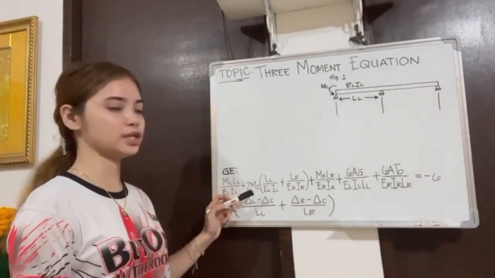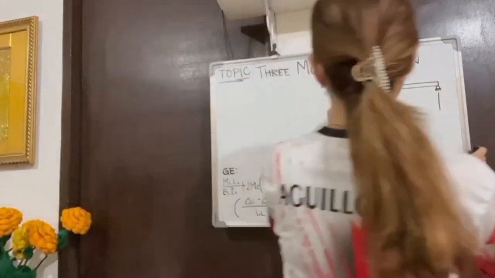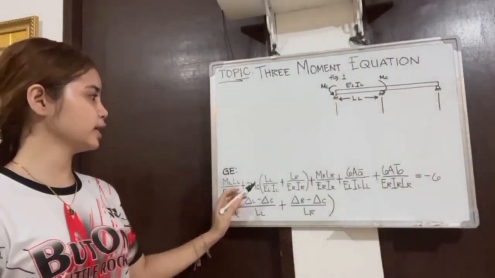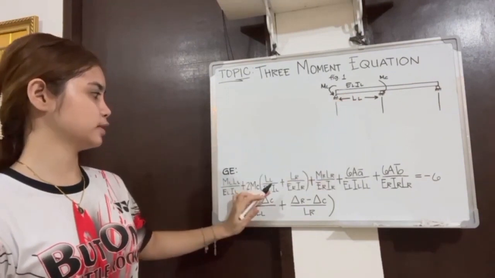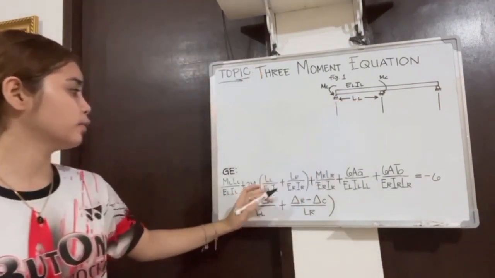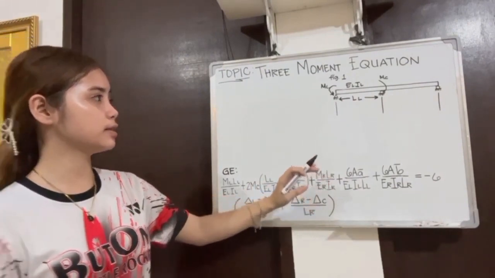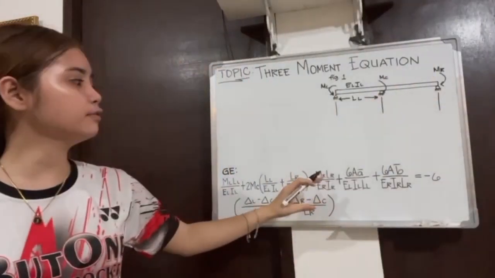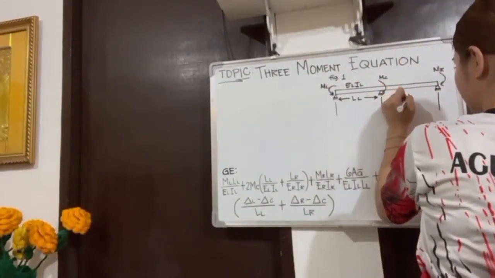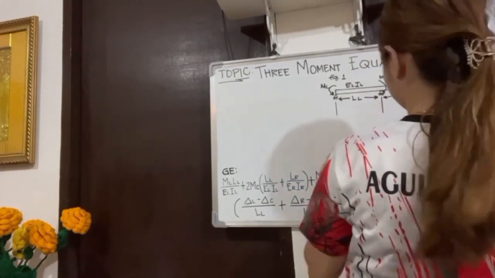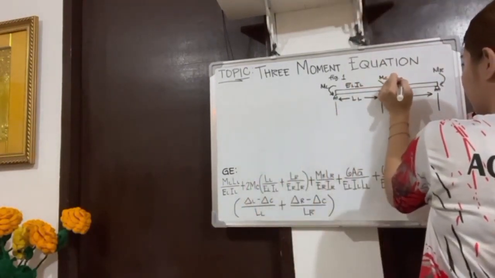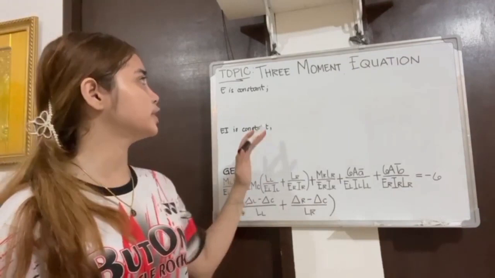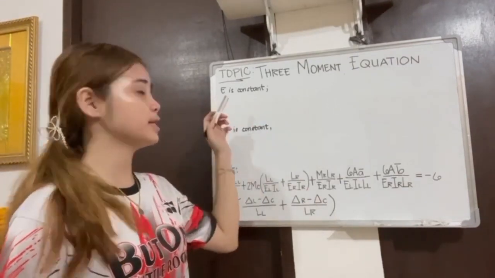ML times LL over the flexural rigidity of the left can be seen in here. While the 2MC, which is the moment of the center, is in here. Just like, parehas lang diri, the length of the left can be seen here. While MR times LR can be seen here. While the length of the right is here. And the flexural rigidity of the right is here.